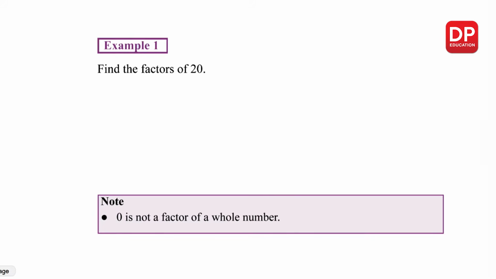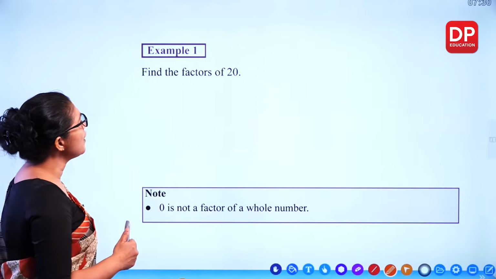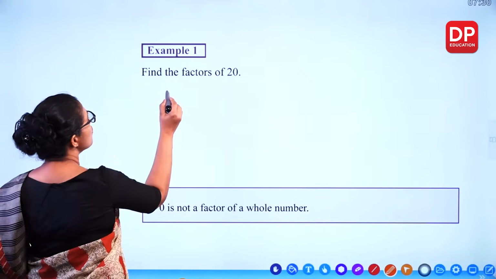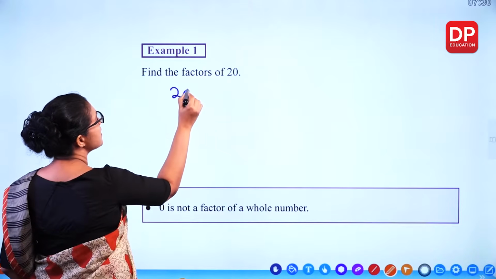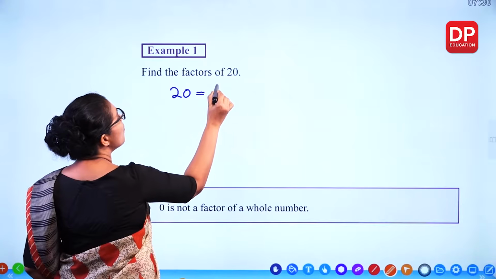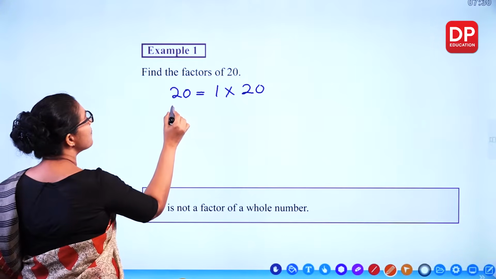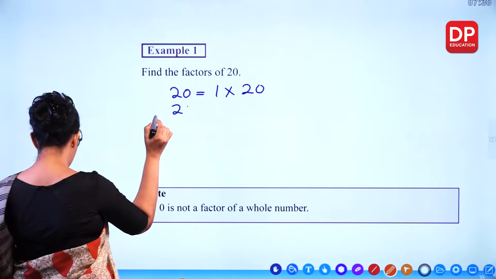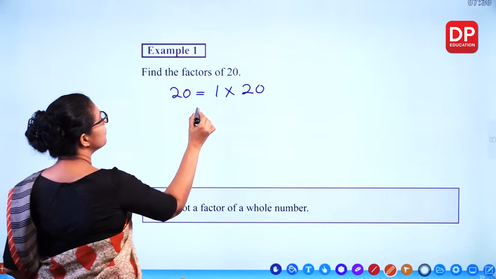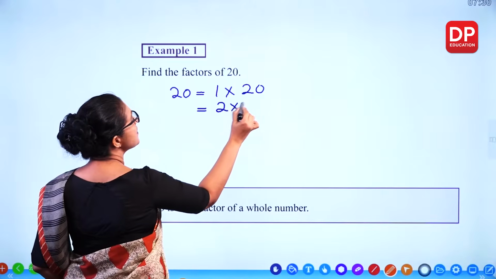Now we'll look at the exercises and example in your textbook. Example 1. Find the factors of 20. How do we find the factors of 20? So 20 I can write 1 times 20. Then divide by 2. 2 times 10.